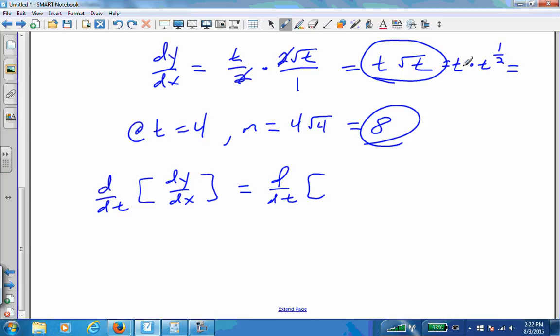What do you do with the exponents when you're multiplying like bases? Add them, so that's t to what power? 3/2. So if we take the derivative of that, what's that, 3/2 t to the 1/2? Or 3/2 times the square root of t? Or you could call that 3 square roots of t over 2.